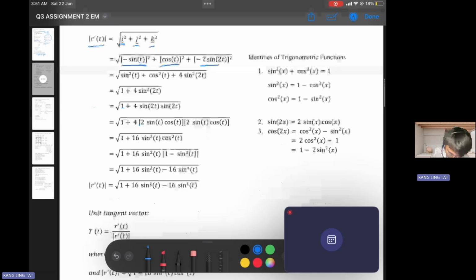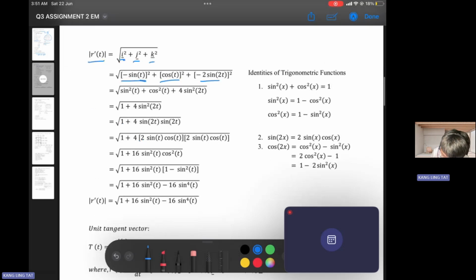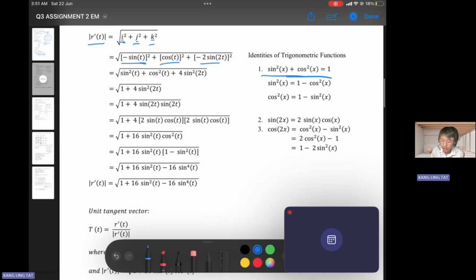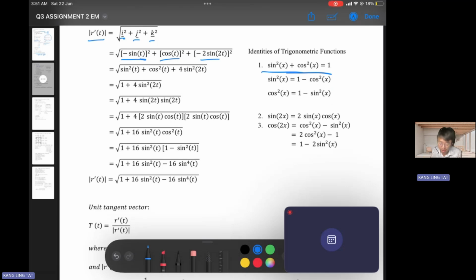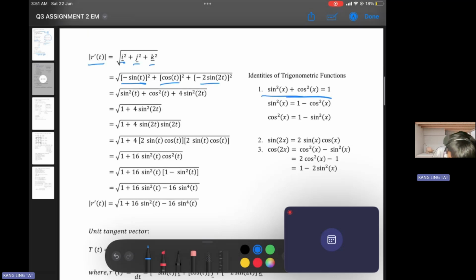Right. So actually, looking at the trig identities of trigonometric functions, the first one states that sine to the power of 2 x plus cosine square x is going to be equivalent to 1. So technically, we can simplify these two together, and they can be equivalent to 1 right here.